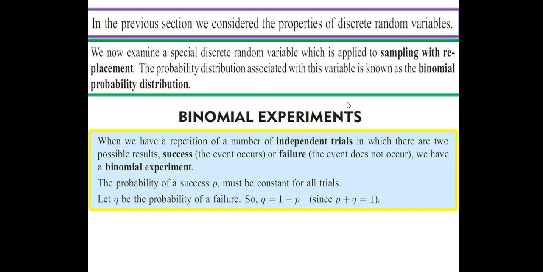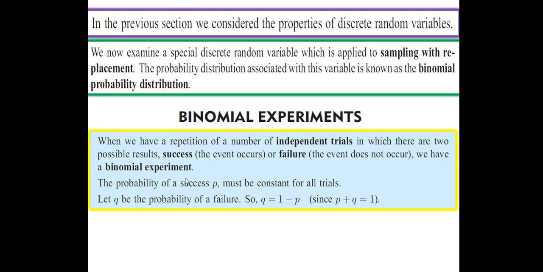Because binomial, like normal, when you think of binary and things like that, you think of 0, 1, like opposites, yes, no. So there's two possible outcomes, there's success or failure. Success is when the event occurs, failure is when the event does not occur. In that case, we have a binomial experiment because there's only two outcomes, hence the bi.